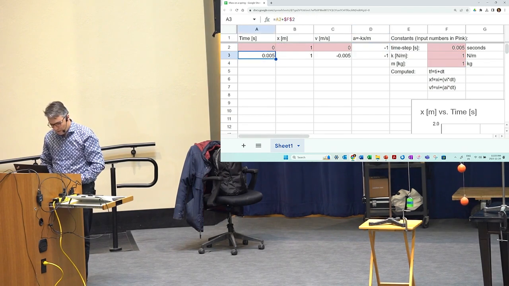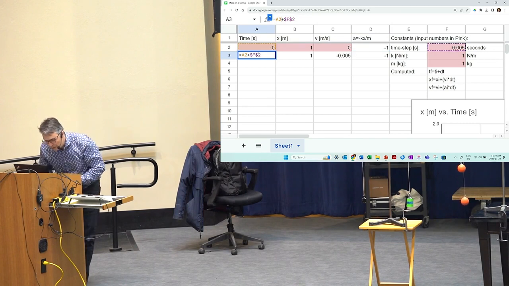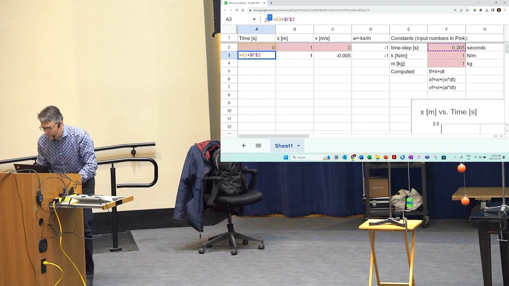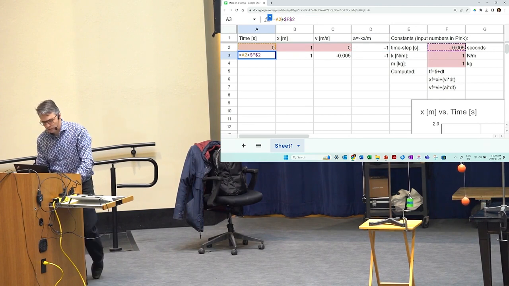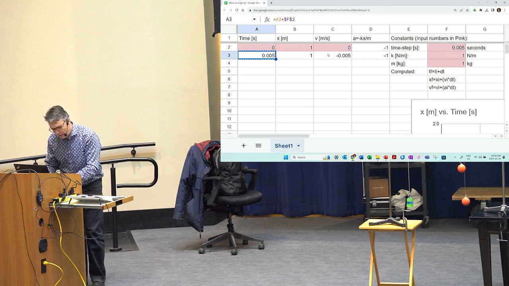So the time is equal to the original time plus F2. What is F2? Oh, F2 is what's called the time step in seconds. So it's plus 0.005 seconds. So if I press Control C and Control V, and Control V and Control V, what I'm going to do is just step up the time by 0.005 seconds every time.